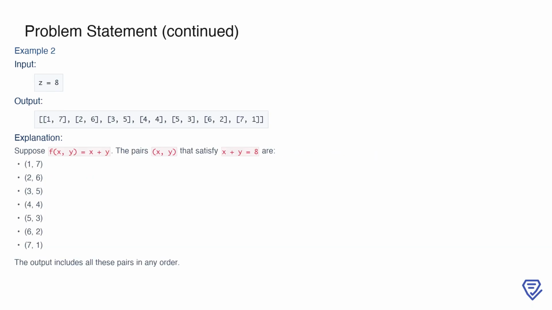Now, consider another example where the target value z is 8, and the function f(x, y) is again defined as x plus y. Here, we need to find all pairs (x, y) such that their sum equals 8. The valid pairs for this case are (1, 7), (2, 6), (3, 5), (4, 4), (5, 3), (6, 2), and (7, 1). Each of these pairs satisfies the equation x plus y equals 8, and all values are positive integers. The output is a list of these pairs, which, as before, can be returned in any order. This example further highlights how the function's monotonicity allows us to systematically find all possible solutions.